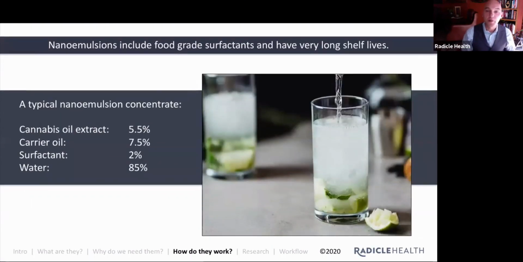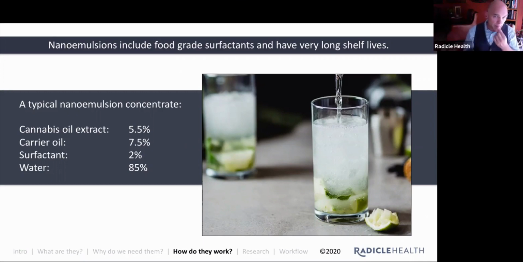So when formulators are making nanoemulsions, they can use food-grade surfactants to make mixtures that are stable and, again, have long shelf lives. The ingredients that you would typically need in a nanoemulsion for a beverage, for example, would be obviously a cannabis extract, and the carrier oil. Typically, this is a long-chain triglyceride, and we'll talk a little bit more about long-chain triglycerides in a minute. The surfactant. Usually they have some kind of preservative to prevent fungus or mold, and then water, and that's really it.